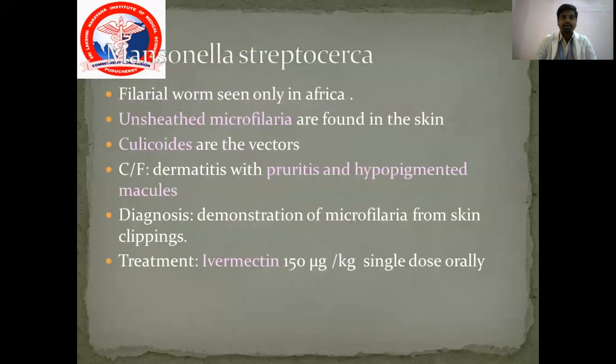Mansonella streptocerca, this is another organism. Filarial worms seen only in Africa. Unsheathed microfilaria are found in the skin. Culicoides are the vector. Clinical features: dermatitis, pruritus, and hyperpigmented macules. Diagnosis: demonstration of microfilaria from skin clipping. Treatment: ivermectin.